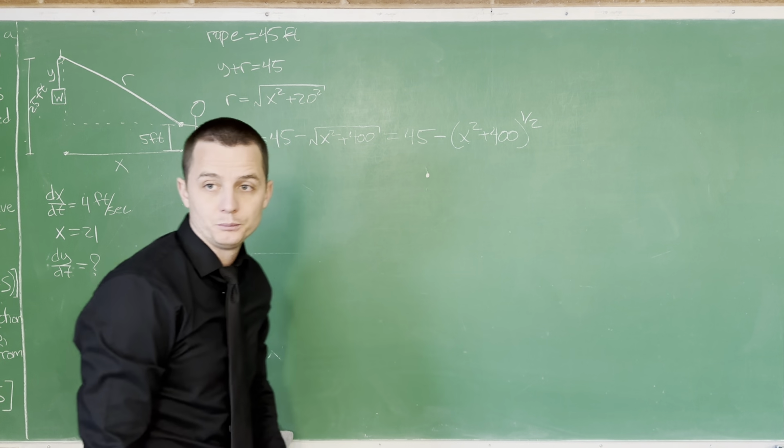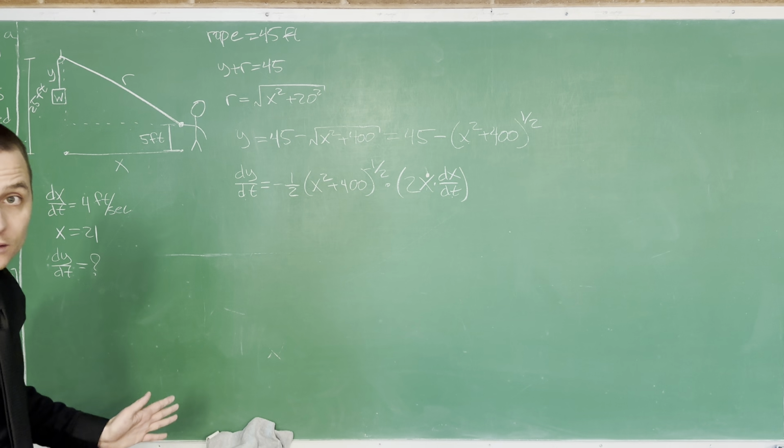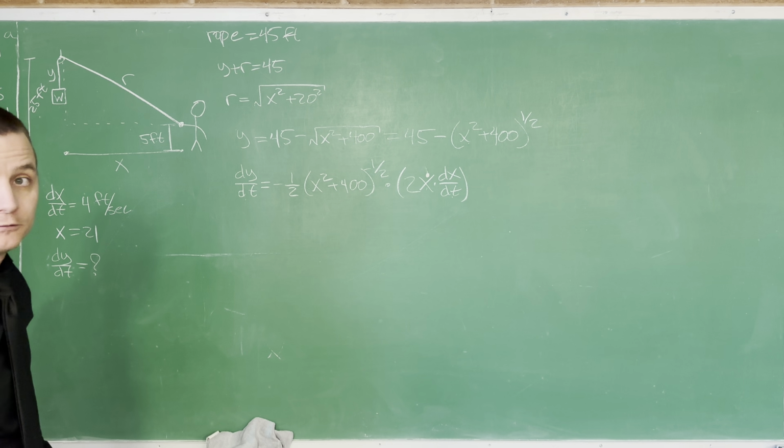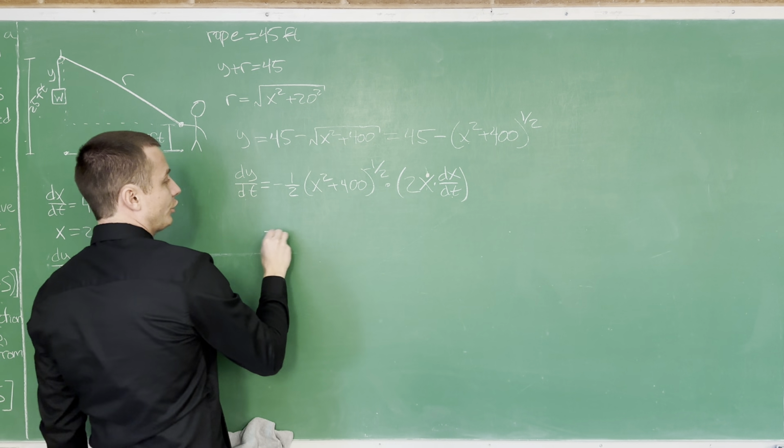Times what? The derivative of x squared plus 400, which is 2x times dx dt. Okay, there we go. This relates dy dt to dx dt. And which one were we solving for? We were solving for dy dt. So we can now just plug in, and it's just going to spit out the answer for us.